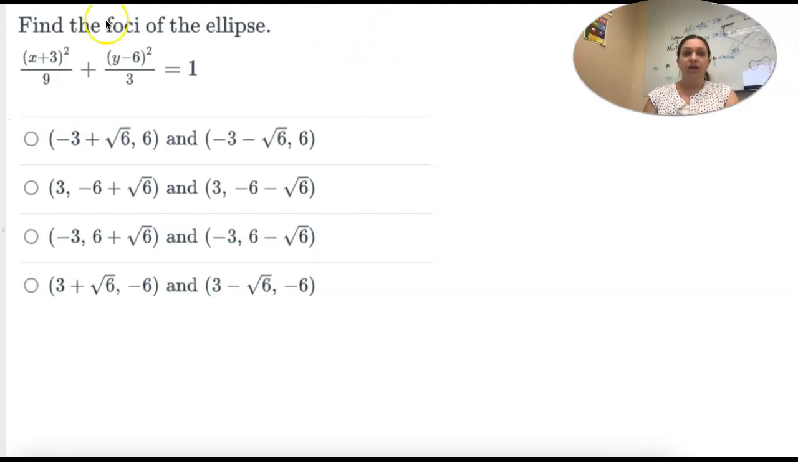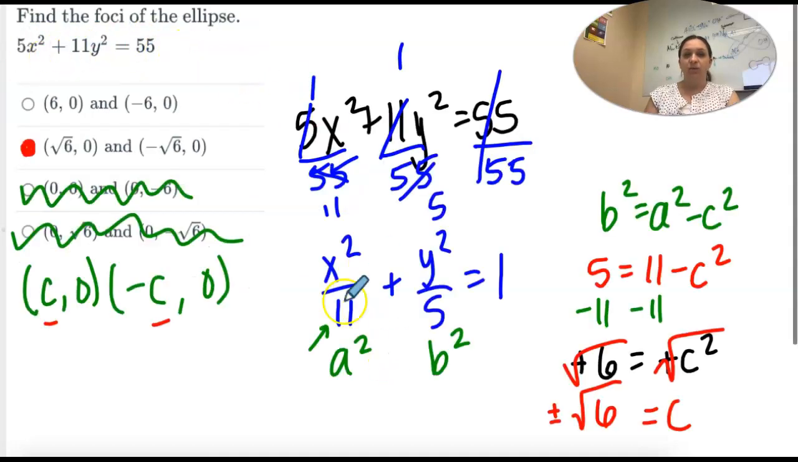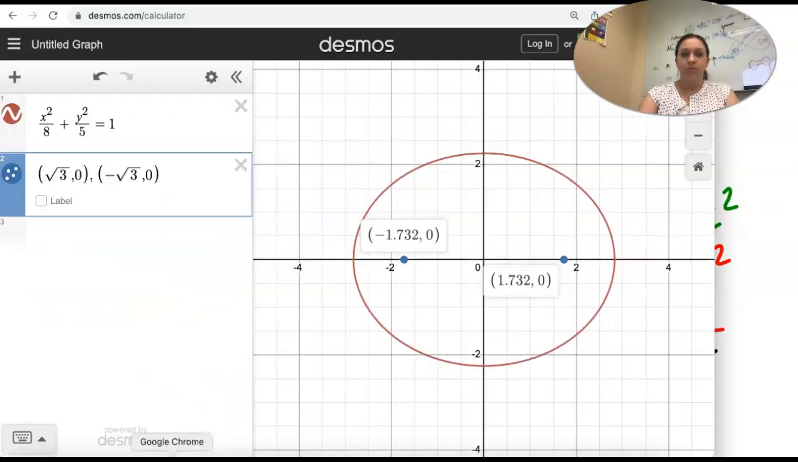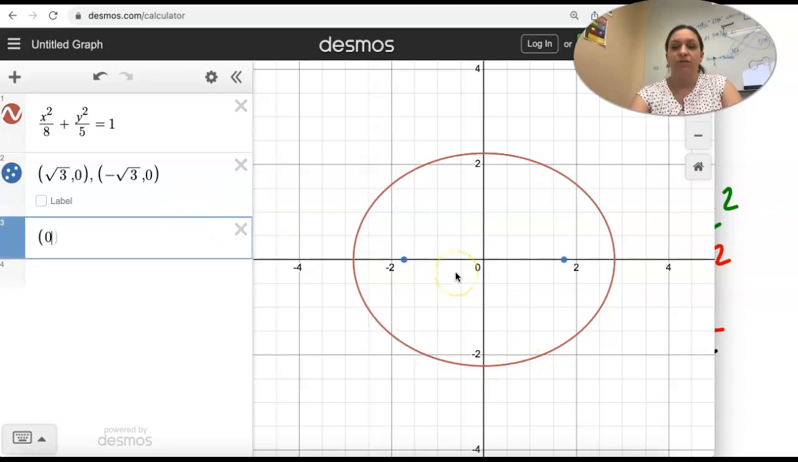Alright, so now we're finding the foci, and this is already in standard form. The only difference is now we have x minus 3 and y minus 6 in parentheses. On these equations where it's just x squared and y squared, it's like a circle. That means the center of the ellipse is at 0, 0. Like on this graph, our center is right there in the middle.